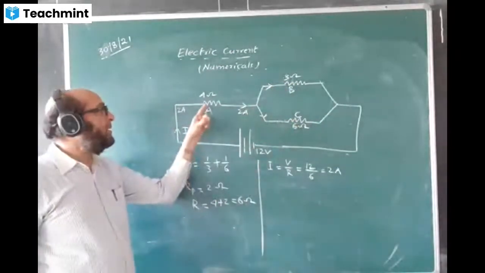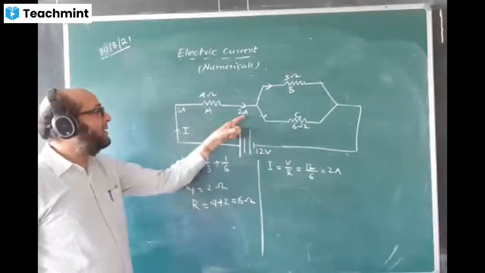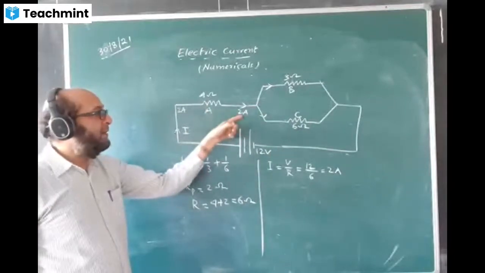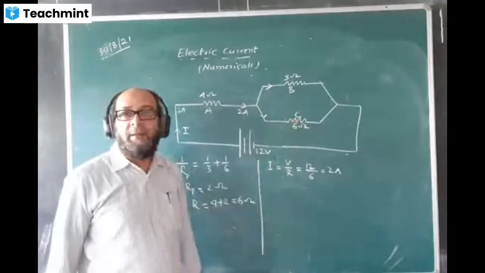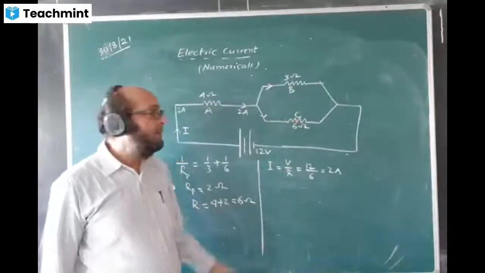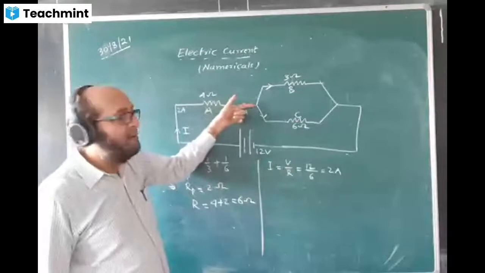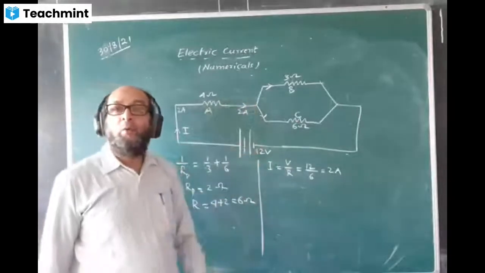What is the current through A? The current through A is the same, only 2 ampere, without getting divided. But what is the current through B and the current through C? How much current will it be? Is it 1 and 1, 1 ampere each?